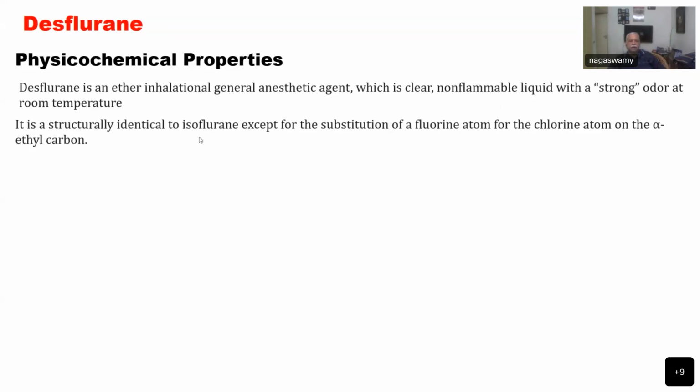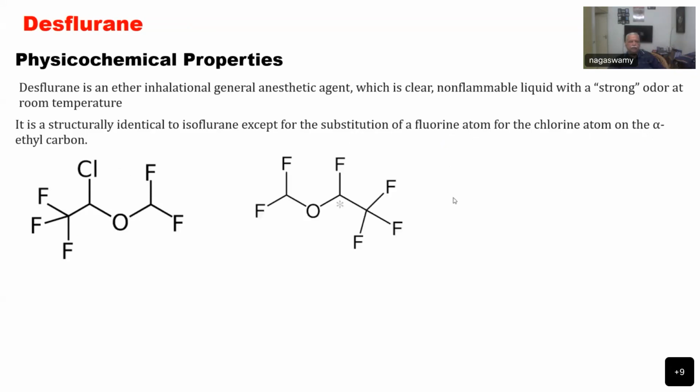Desflurane is structurally identical to isoflurane, except for the substitution of a fluorine atom at the alpha ethyl carbon. So this is the structure of isoflurane. You can see there is a chlorine atom here. And this is the structure of desflurane. So the chlorine has been replaced with a fluorine atom. This is the basic difference.